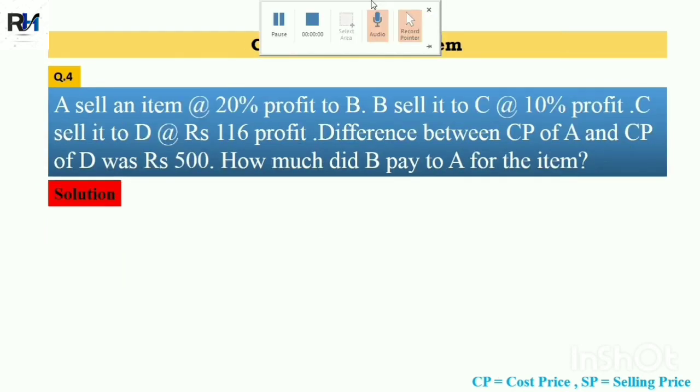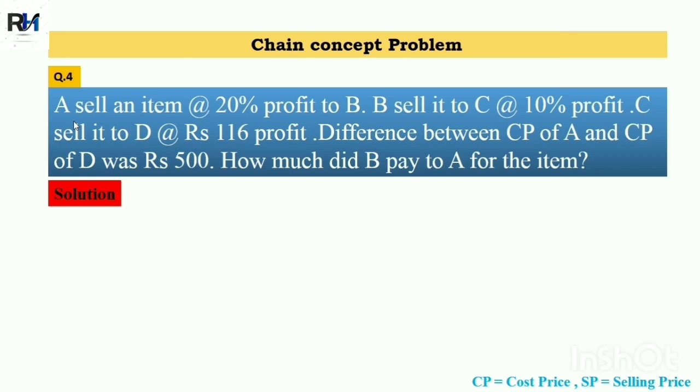Okay. Now we will look towards the fourth problem. A sells an article to B at 20% profit. B sells it to C at 10% profit. C sells it to D at rupees 116 profit. Difference between CP of A and the CP of D was rupees 500. How much did B pay to A for the article?